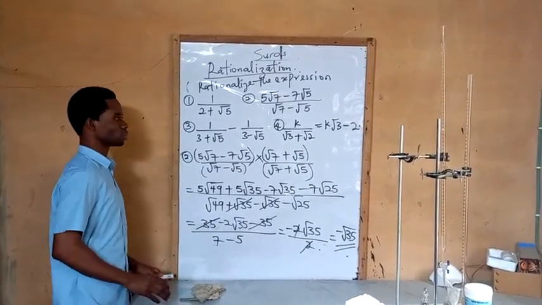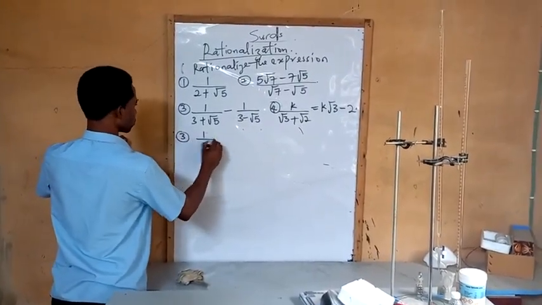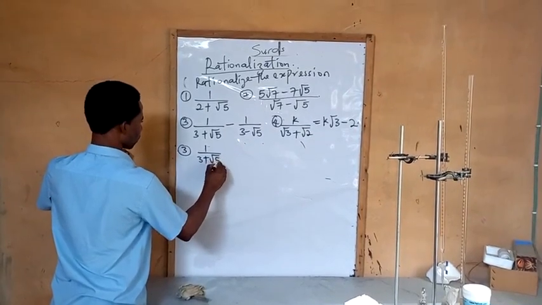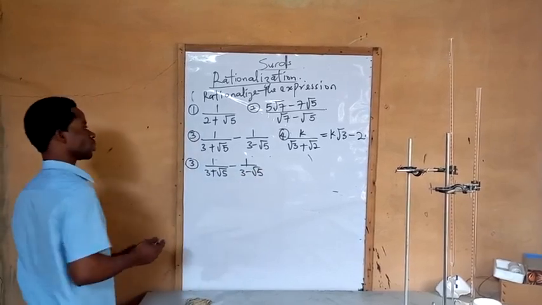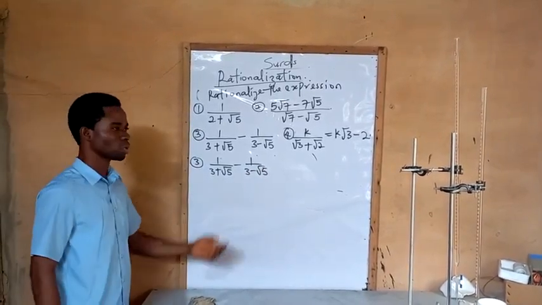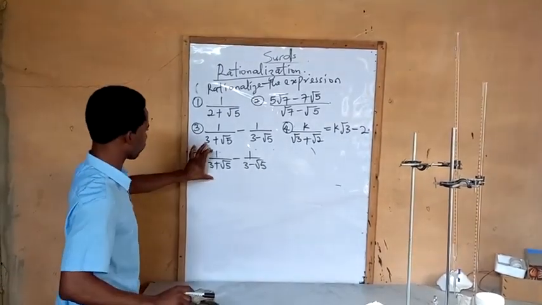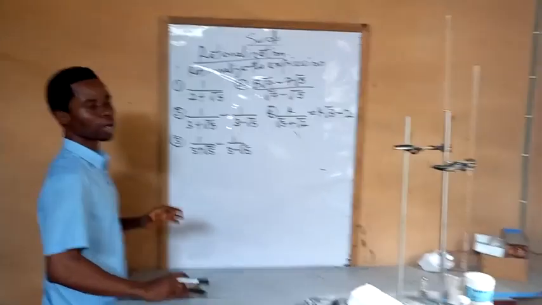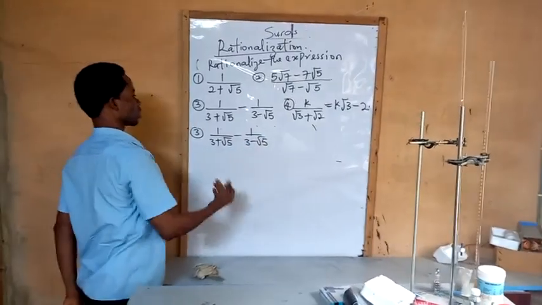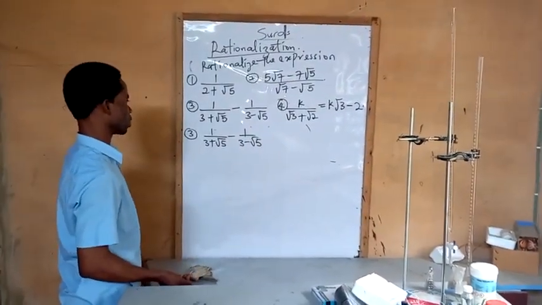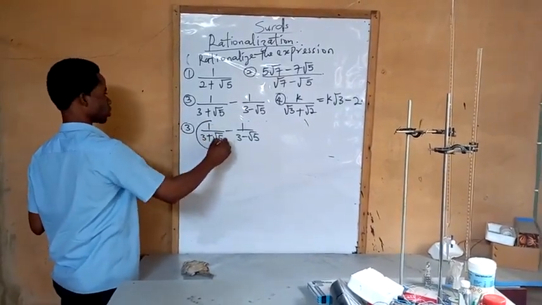So let's take number 3. Now this number 3, we can do it in 2 ways. You can rationalize this one first and rationalize this one, and then subtract your 2 answers, or you can just take the LCM. Either of the 2. Now let me rationalize this one first.